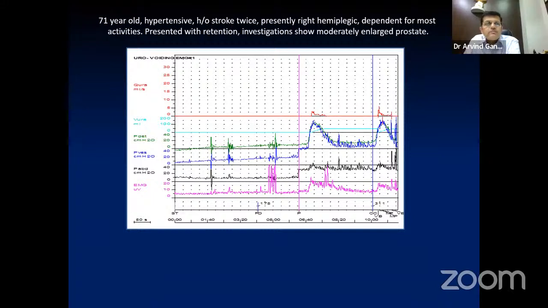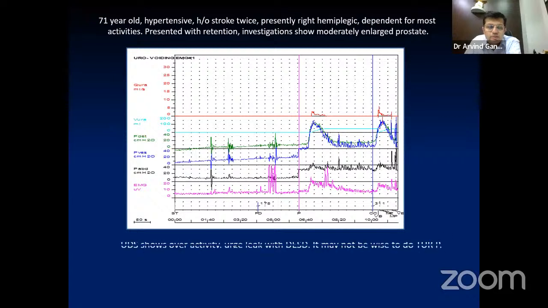Going to this case, this is a 71 years old hypertensive, and he actually is dependent for most of his activities, which is very common in that age group of patients. He presented with retention with a moderately enlarged prostate, approximately 70 grams. So what does the urodynamics show?